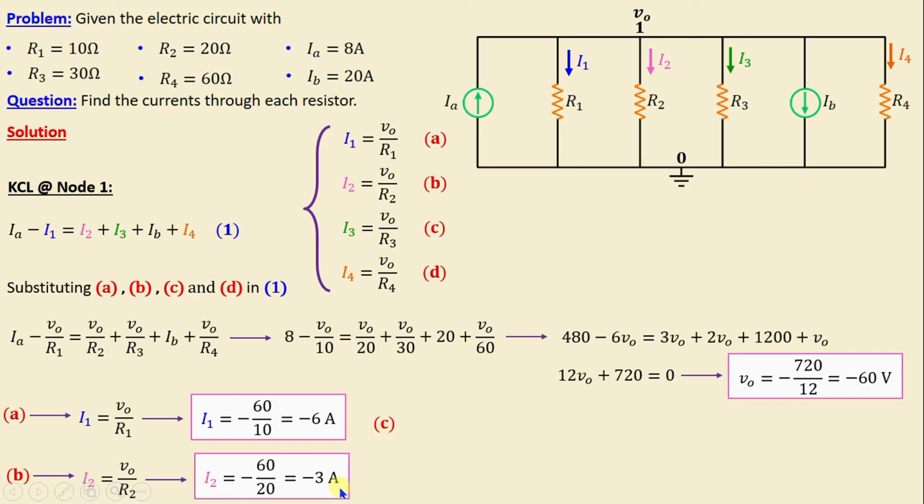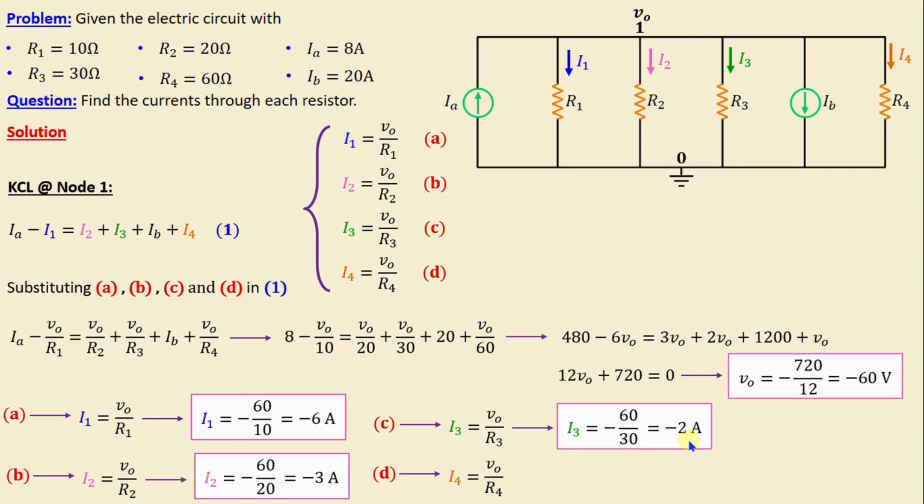And from equation C, we have I3 is equal to VO over R3. If we replace VO and R3 with their numerical values, we obtain negative 60 over 30. We get negative 2 amps. And the last one is from equation D, we have I4 is equal to VO over R4. If we replace VO and R4 with their numerical values, we obtain negative 60 over 60. We get negative 1 amp.